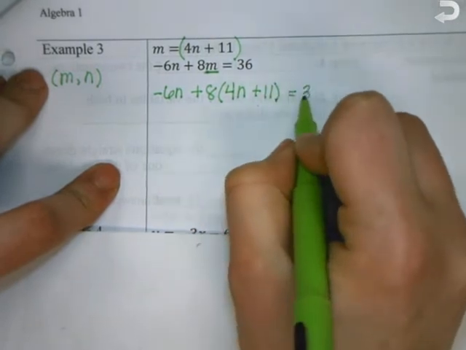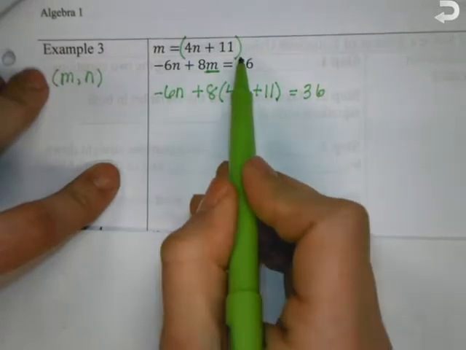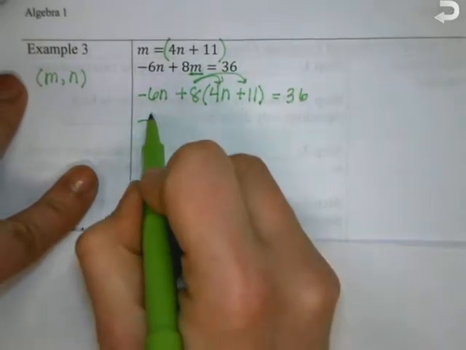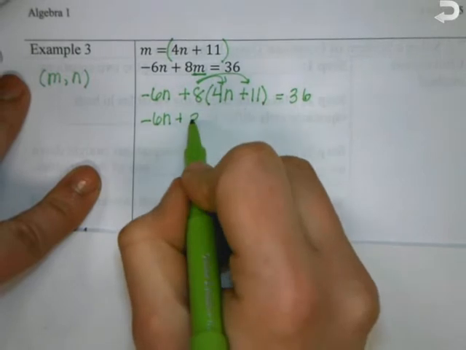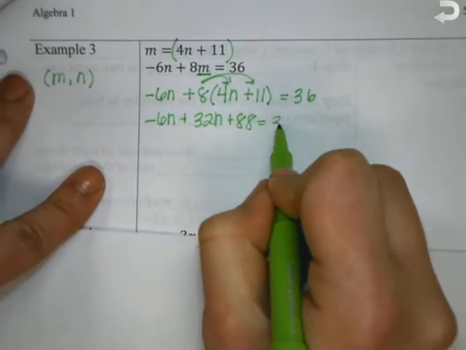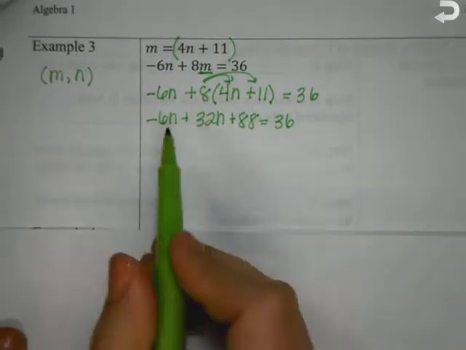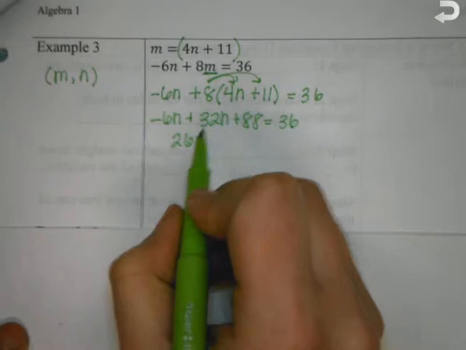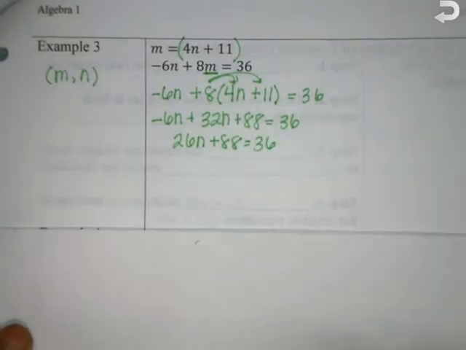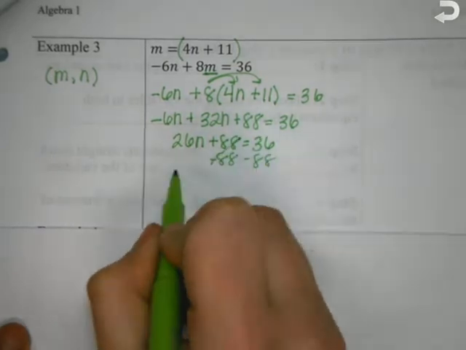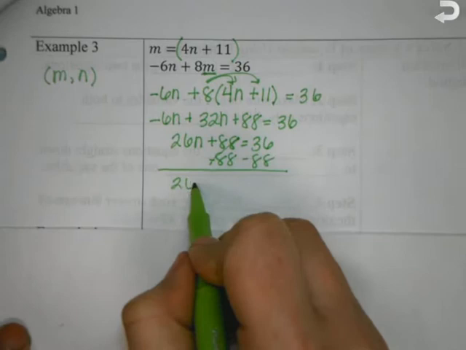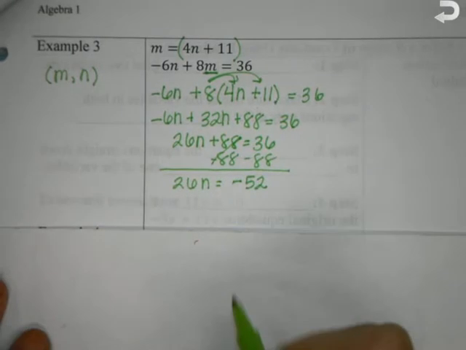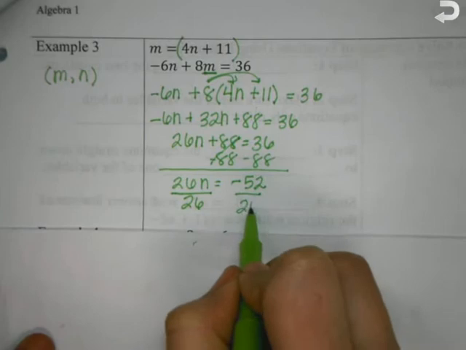What do I do first? These parentheses. Distribute. So that's negative 6n plus 32n plus 88 equals 36. This is a large number. Negative 6 plus 32 gives me 26n plus 88 equals 36. Subtract 88 from both sides. So you get 26n equal to negative 52. Divide both sides by 26. So n equals negative 2. Put a bubble around that.